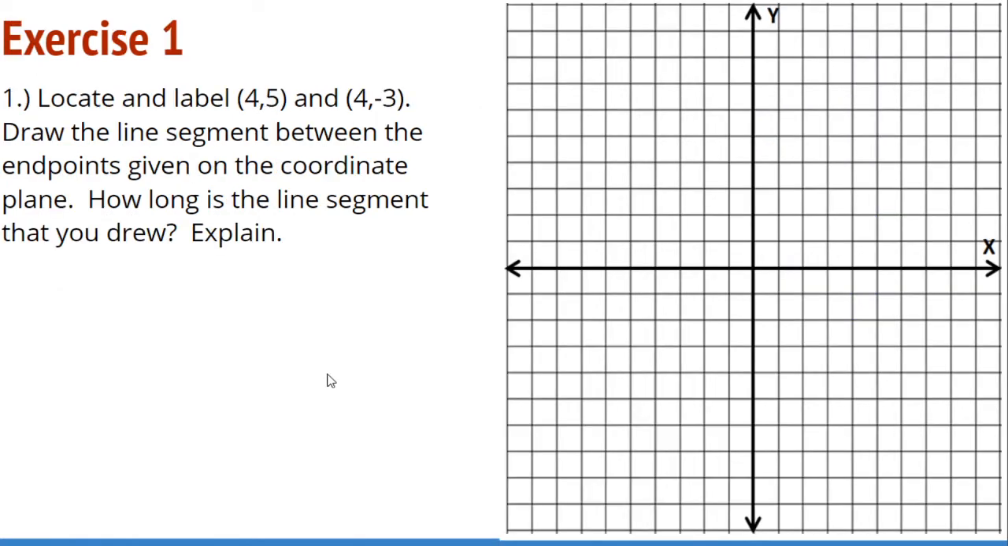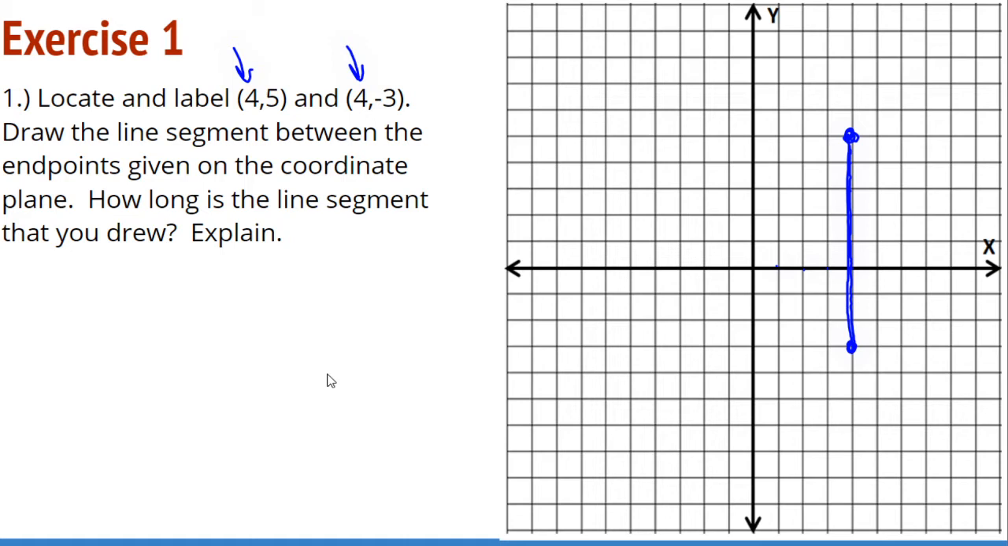All right, exercise 1. We are going to locate and label 4, 5 and 4, -3. We are going to draw the line segment between the endpoints on the coordinate plane, and we are going to determine how long is the line segment. All right, so I've got 4, 1, 2, 3, 4, and 5, 1, 2, 3, 4, 5. And I've got 4 and -3. Now I noticed right away that they share this first coordinate, which means that they share a vertical line together. So I'm not surprised when I draw the line that connects them that I have a vertical line, because I had already predicted that was going to happen.